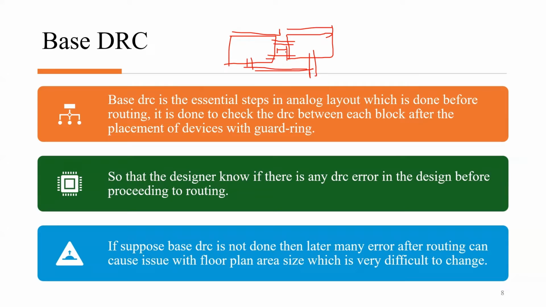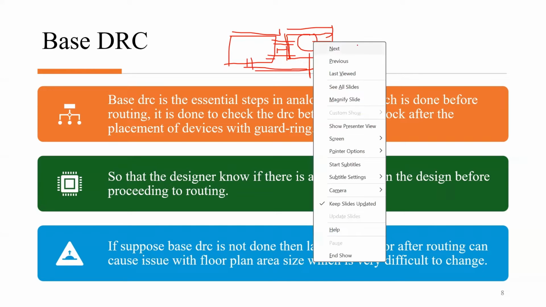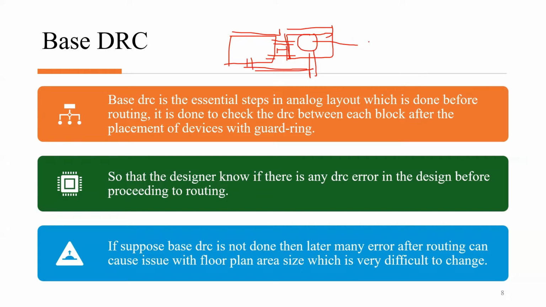What will happen if you don't clean the base DRC at this stage and do it in a later stage? You get a DRC error, and when you try to move this device left or right, forward or backward, the spacing will obviously change. If it changes, the routing length of this metal will also change, which is also a violation of the area in the floor plan. So this base DRC is very, very important at this stage.